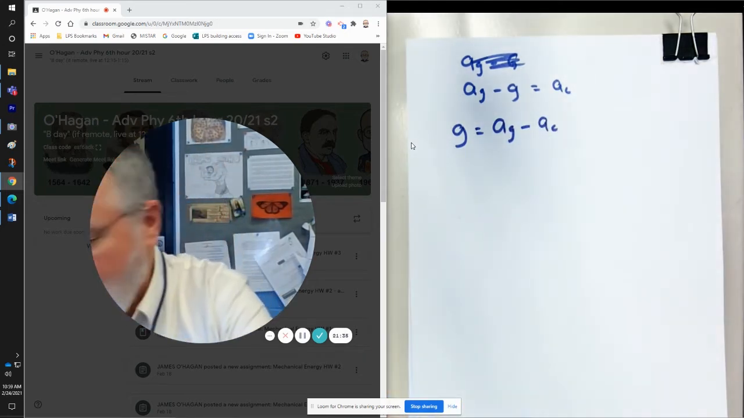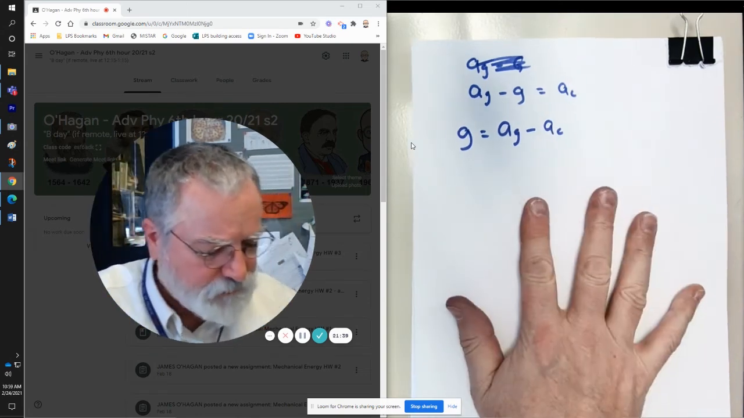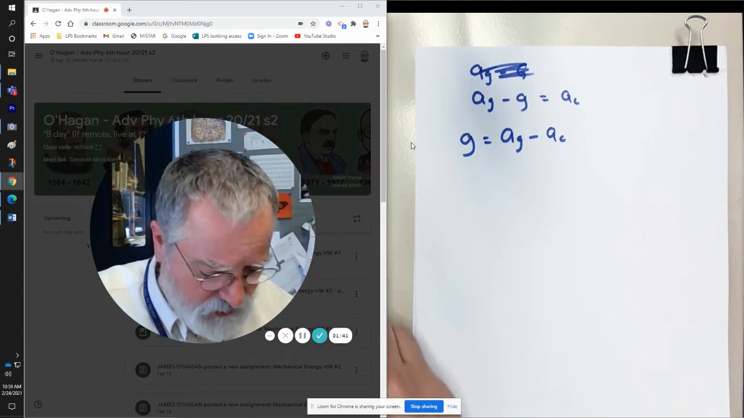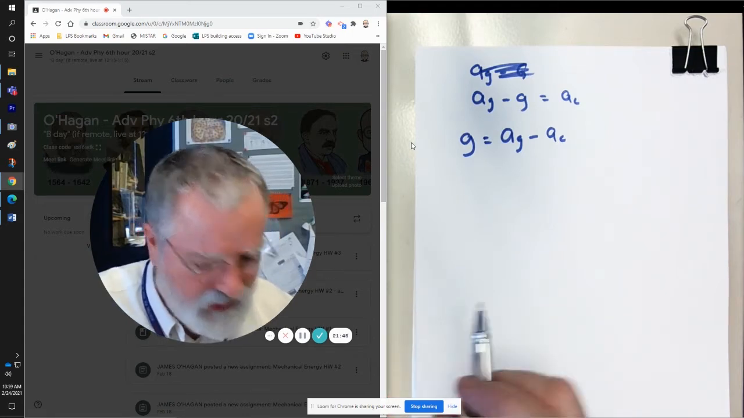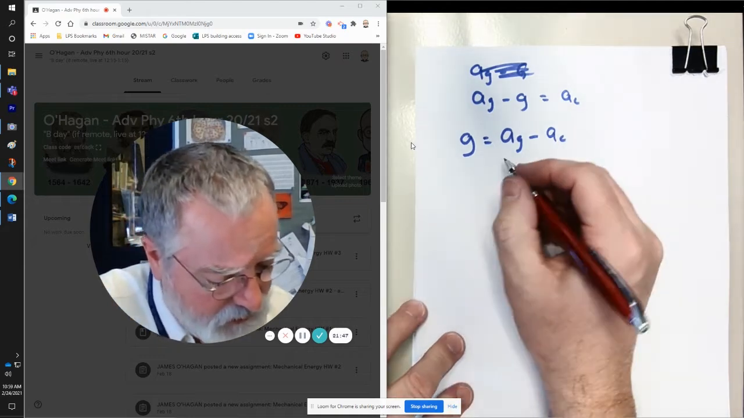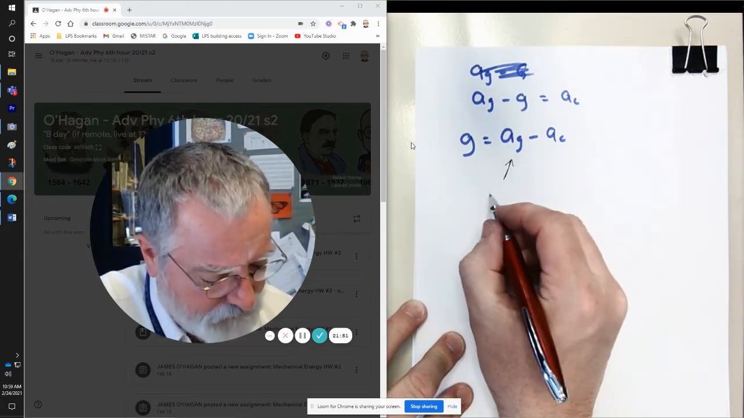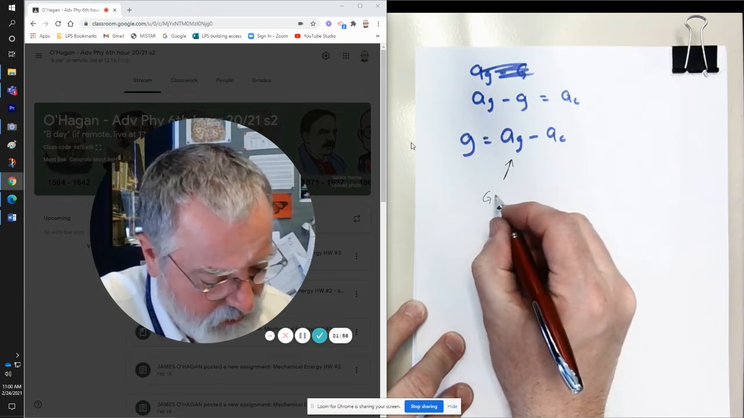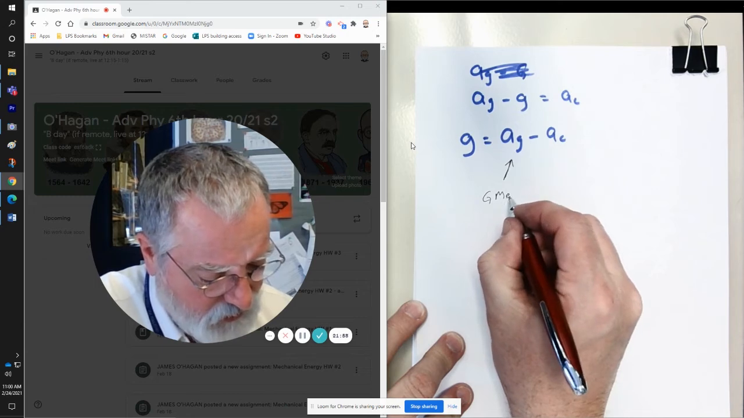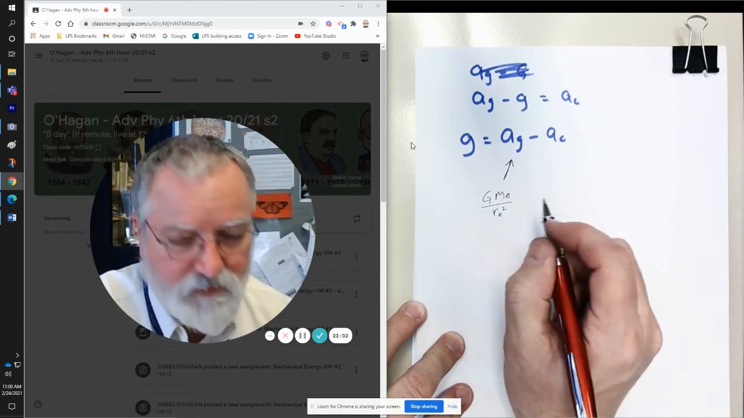All right, I think I can deal with this. Oh, my page is starting to blow around. All right, so here we go. Let's do some calculations and figure out what some stuff means. This acceleration due to gravity, we've got this one. This is going to be big G, mass of the Earth, divided by radius of the Earth squared.